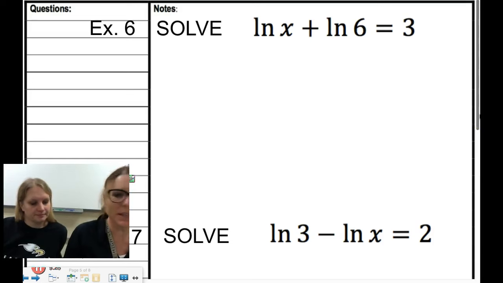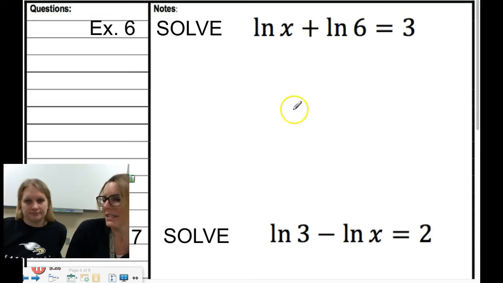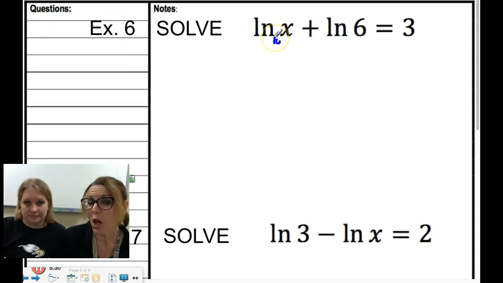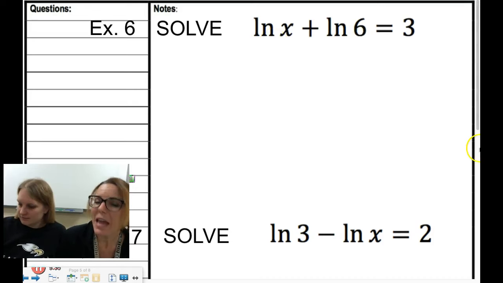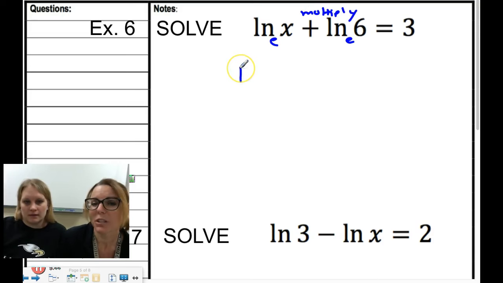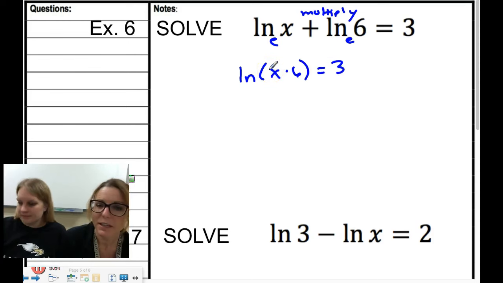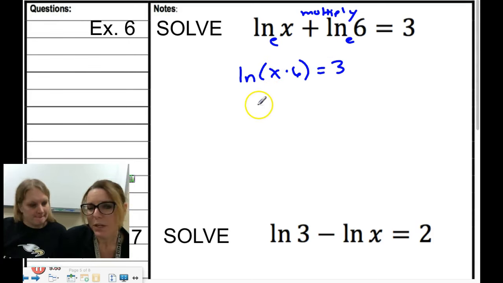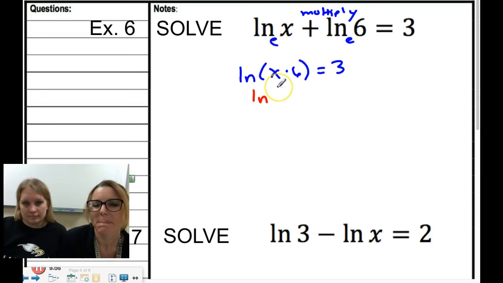Okay, so now we're on to this. Solve. Well, this isn't too bad because if we have 2 natural logs, you can turn them into a single log because you're adding, so you're going to multiply. So natural log of x times 6 is equal to 3. Well, we know that's just 6x, right? So should we rewrite that like that?